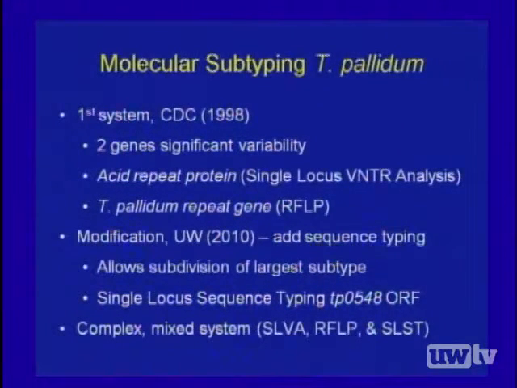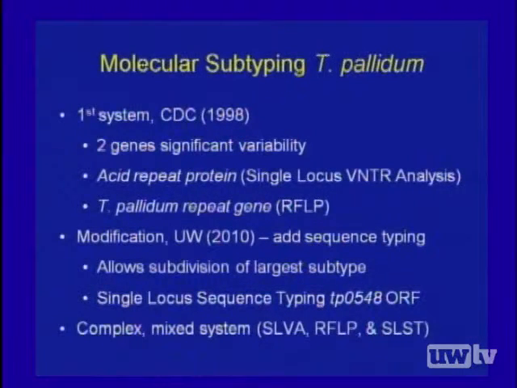With regard to molecular subtyping of T. pallidum, the first system was available in 1998. Pillay found that there were 2 genes with significant variability, an acidic repeat protein gene, and what he did is he applied variable copy number tandem repeat analysis there, and then he did RFLP for the T. pallidum repeat gene. More recently, in November of last year, a University of Washington group said, you know what, we've got to be moving to adding sequence typing to that. Because one of the problems was that the CDC technique identified a lot of subtypes, but there was one huge predominant subtype.